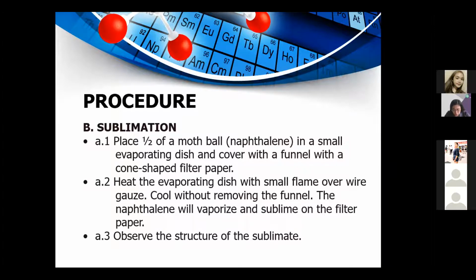For the procedure of sublimation: place half of a mothball, the naphthalene, inside a small evaporating dish and cover with a funnel with a cone-shaped filter paper. Then heat the evaporating dish with a small flame over a wire gauze. Cool without removing the funnel. The naphthalene will vaporize and sublime on the filter paper. Then observe the structure of the sublimate.